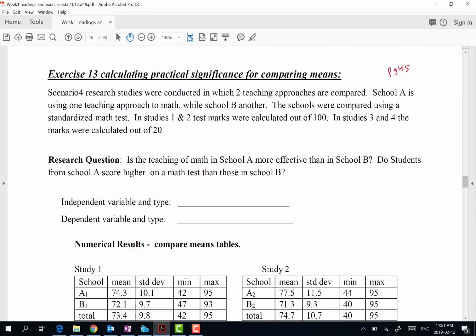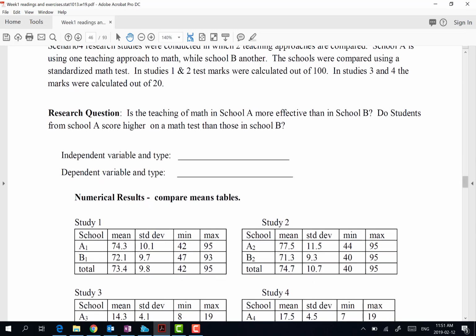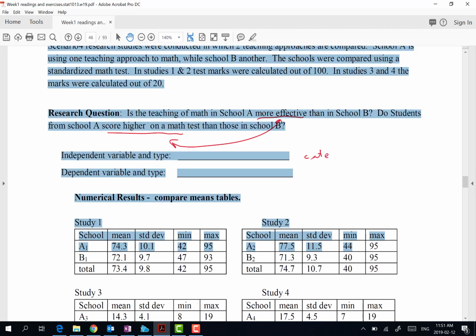Exercise 13. The research question is: is teaching of math in school A more effective than in school B? And I'm expecting that you've read the preamble. I'm not going to read all that for you. Do students from school A score higher on a math test than school B? So that's our more effective, score higher on a math test. We're using them as replacements. Independent variable will always be the categorical.